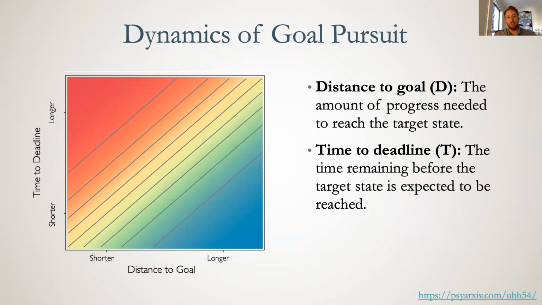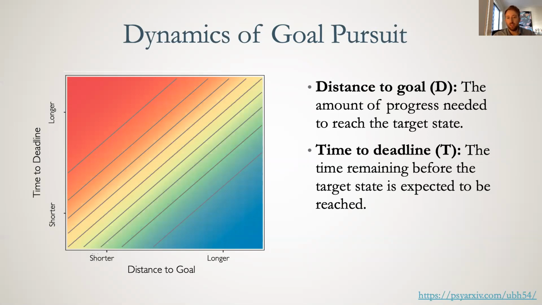So you can think about the current state with regard to a goal as a position on this two-dimensional plane. Here, the x-axis represents what you might call the distance to the goal. So the distance is how much progress needs to be made in order to reach the target. For example, if I'm hoping to raise $1,000 by the end of the month for charity, and I've currently raised 300, then my distance is 700. The y-axis represents the time to the deadline. So how much time remains before I'm expected to have reached my target.